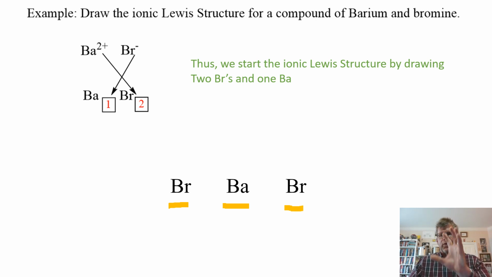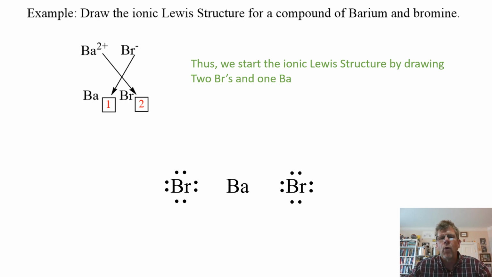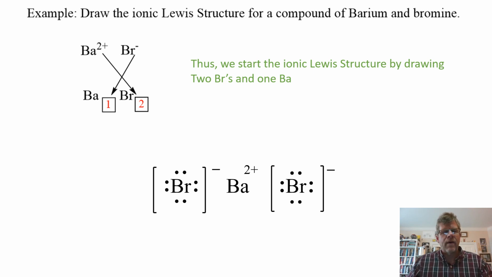You don't need to do this. You could have the two bromines over there or following it or whatever. But we do need to identify the nonmetals, and as before, those are the bromines. And we're going to put around each bromine, no matter what, four lone electron pairs and brackets. And we do nothing at all with the barium, other than at the very end, we are going to put the charges upon them. So the negative charges on the bromines and the 2+ on the barium. And there we have finished our ionic Lewis structure for a compound of barium and bromine.